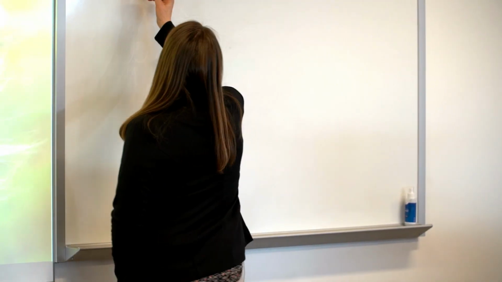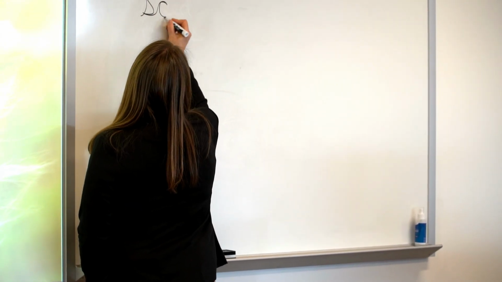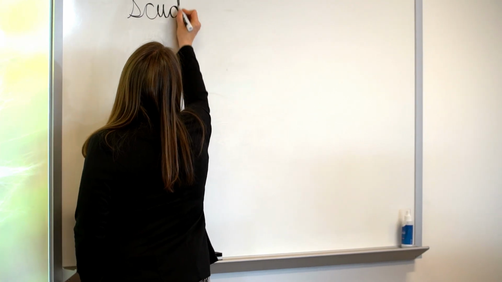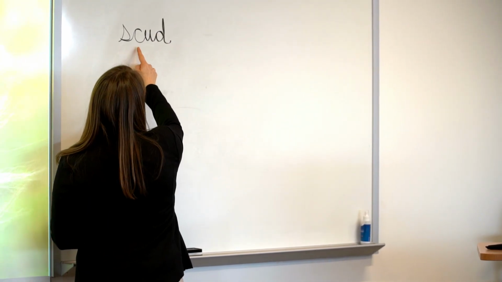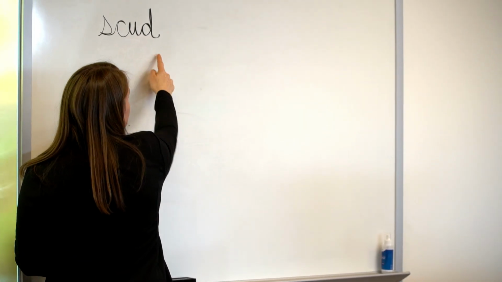And then help me write it. Sk, a, d. Is there anything to mark? Nope. So let's sound it out. Sk, a, d. Scud. What is a scud? A cold, gusty wind.